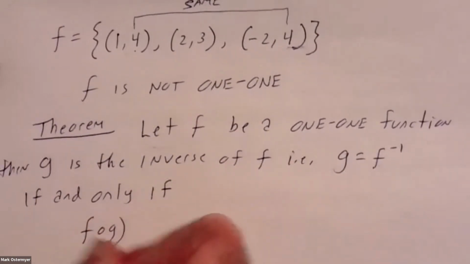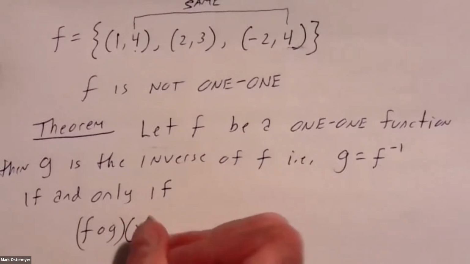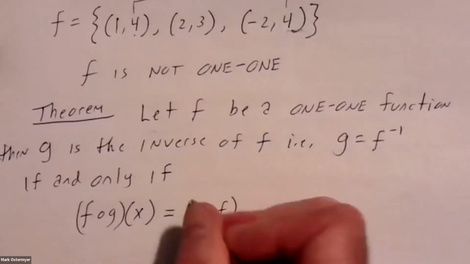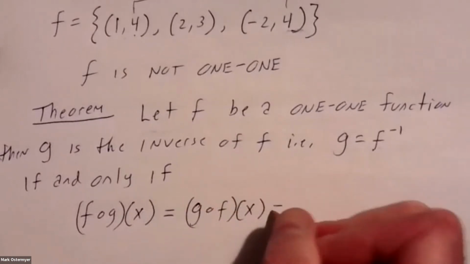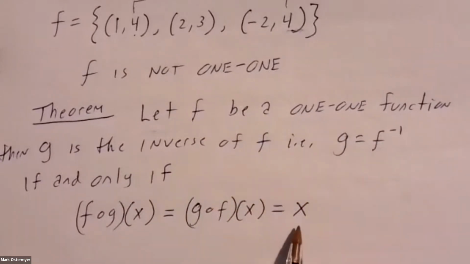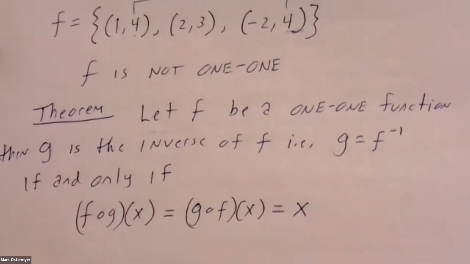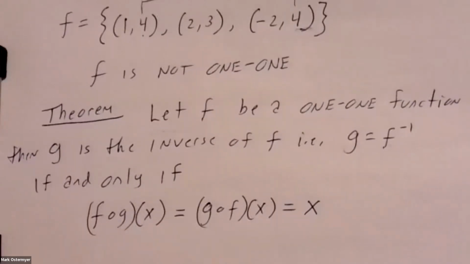If f composed with g of x is equal to g composed with f of x, and both of these can be shown to give you x, then it's enough to say that g is the inverse of function f, or g and f are inverses of each other. So this theorem can be read, like I said, in both directions.